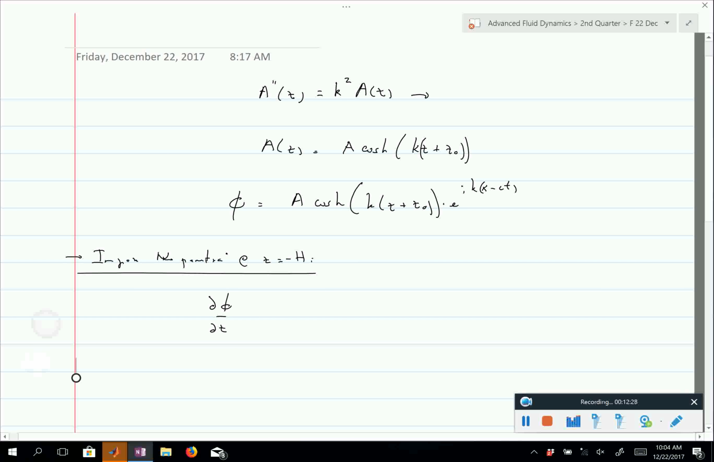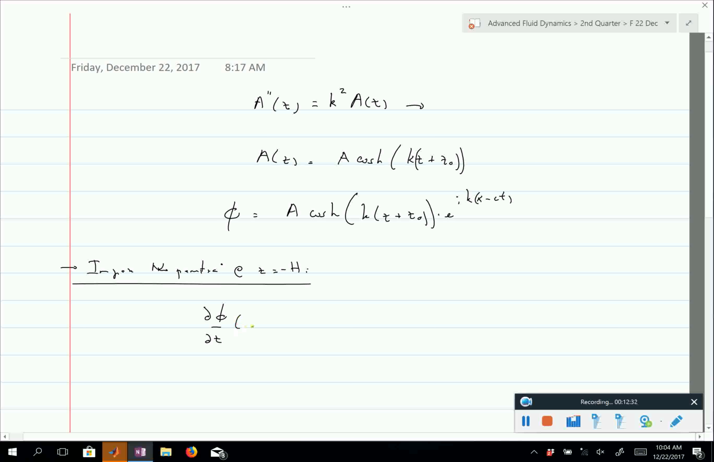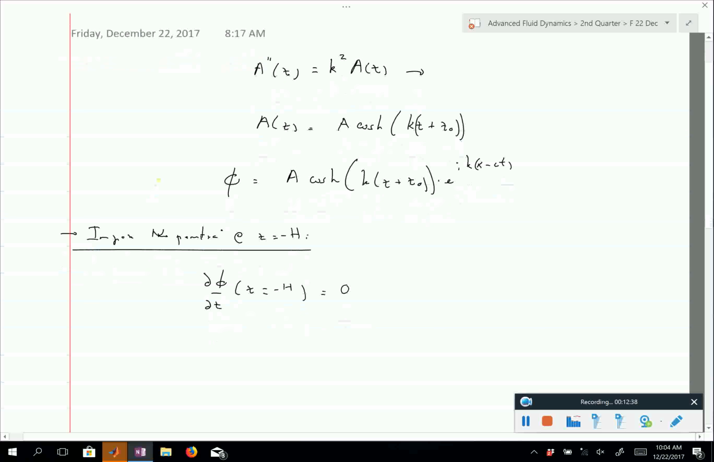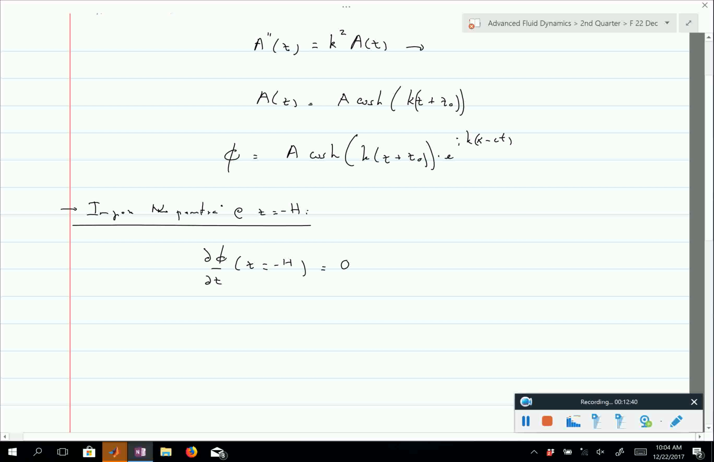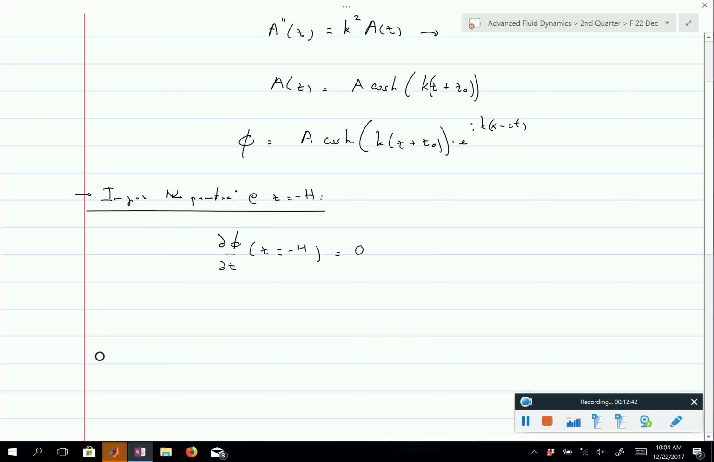Now we want to impose our boundary condition at the bottom, so we have to say that partial phi over partial z at z equals minus h is going to be equal to 0. And this has to be true, of course, at all times and at all locations x. So let's compute partial phi over partial z.